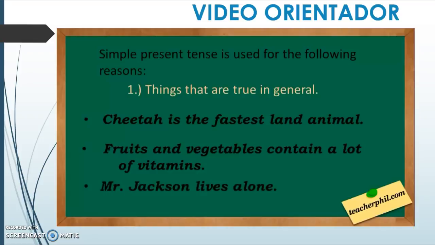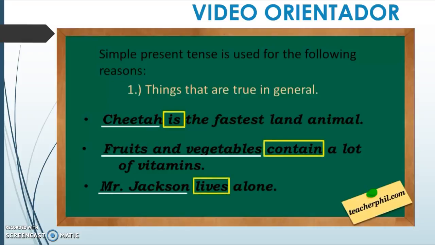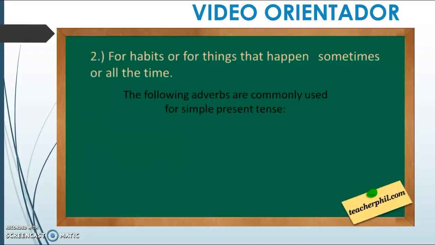Mr. Jackson lives alone. Cheetah, fruits and vegetables, and Mr. Jackson are the subjects in these sentences, while the rest are the verbs. Number 2, for habits or for things that happen sometimes or all the time. The following adverbs are commonly used for simple present tense: never, sometimes, usually, frequently, often, and always.